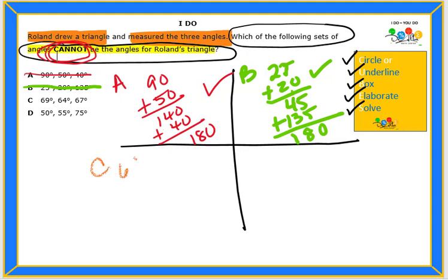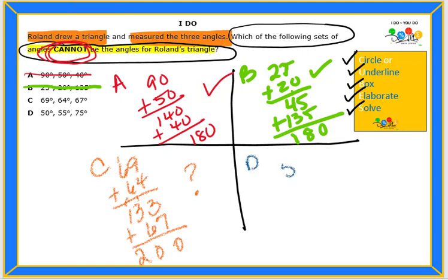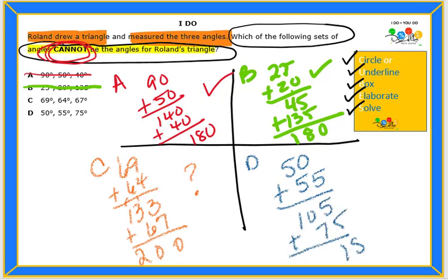C. 69 plus 64 equals 133, plus 67. 0, carry the 1, 0. 200. Let's try D. 50 plus 55 is 105, plus 75 equals 180. D is also correct. The measurements of a triangle must be 180 degrees, and C is the one that cannot be the angles for Roland's triangle.